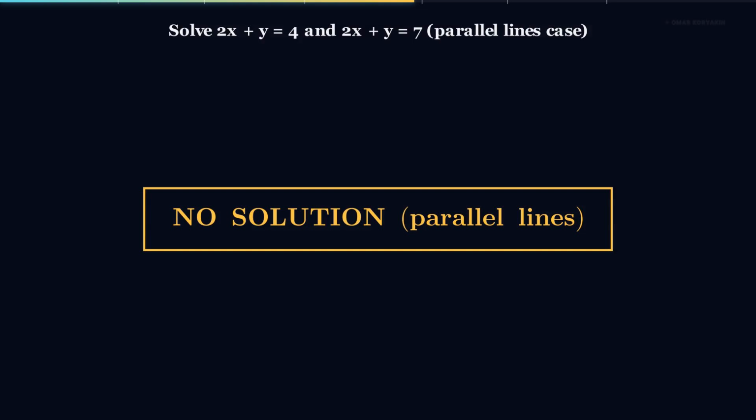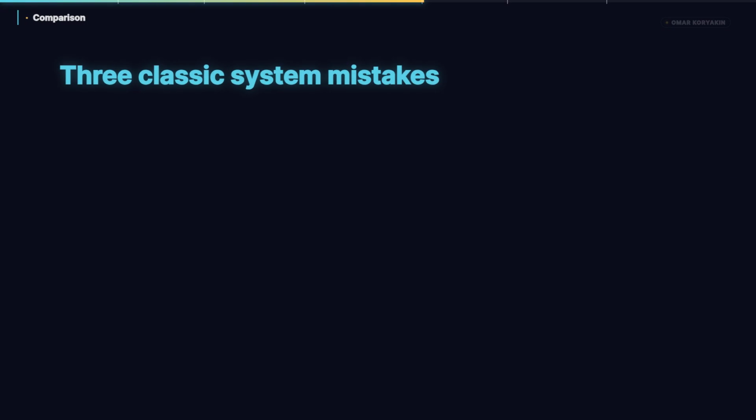Always check for the parallel case before attempting other solution methods on a system, because the methods will produce contradictions or other failure modes that the parallel lines diagnostic identifies immediately. Three mistakes catch every algebra student during their first weeks of system solving work. Each one is fixable with a small explicit habit applied on every problem.